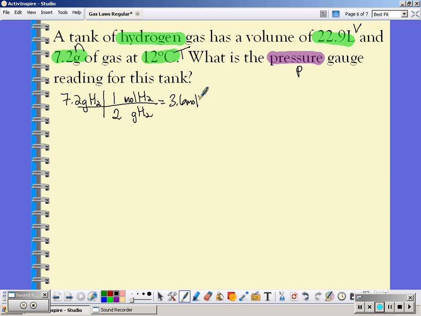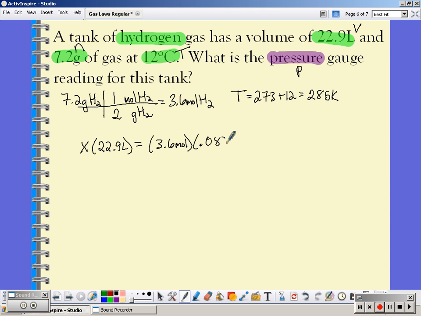For the temperature, I'd want to say 273 plus 12. And then I can plug it in. Pressure is what I'm solving for. Volume is 22.9 liters. My moles, 3.6, times R, the gas law constant, times our temperature. And then we do some algebra.